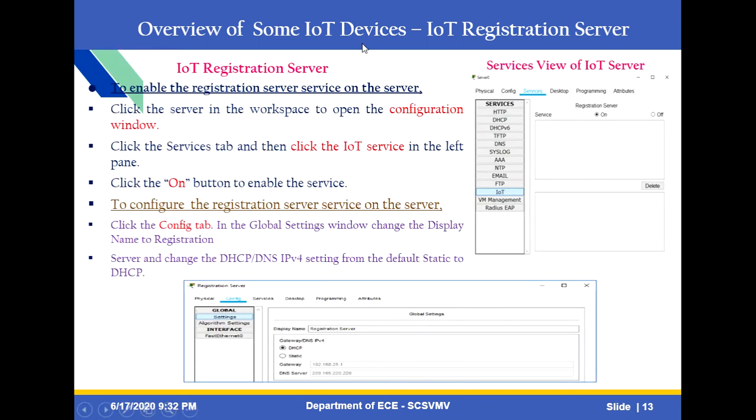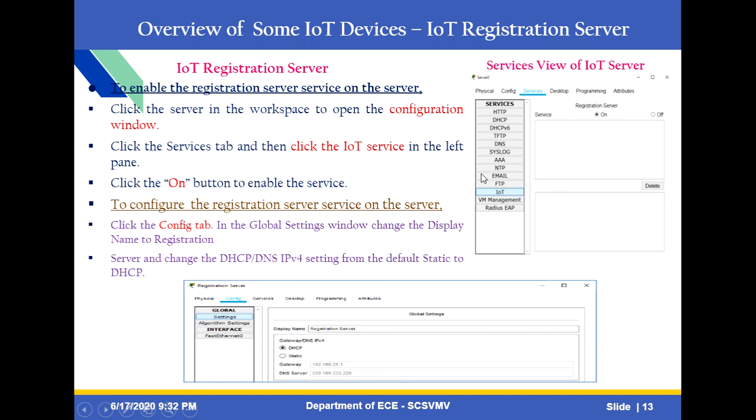Next one, what is the IoT registration server? How to enable the registration server? Normally in the server option, you have to enable the option called registration server. Then only it will work as IoT. You see this services view. When you click on server, there are some tabs available. Double click the server and go to the service configuration window. Then click the services tab. In the services tab, you click the IoT service.